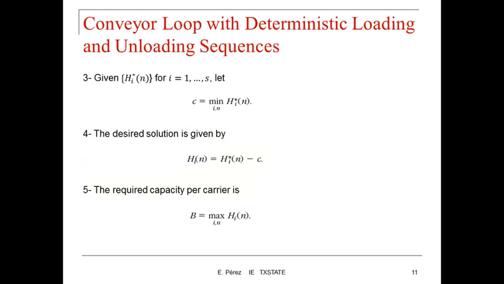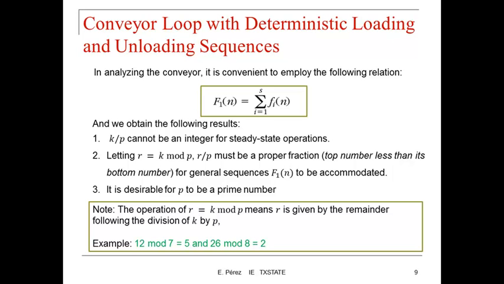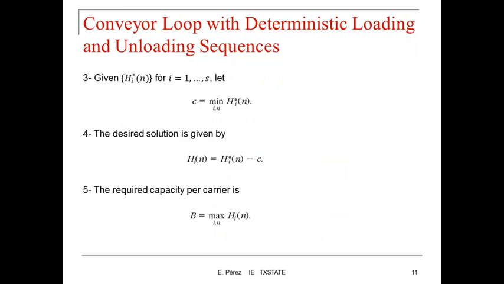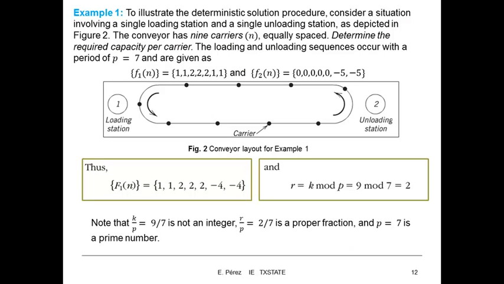Following the steps, the first thing we did was to find the value of f. So these are our f values. For each period, we're going to sum the value of f1 plus f2. So 1 plus 0 is 1, 1 plus 0 is 1, and so on, up till you get to this point, which is 1 plus minus 5 is minus 4. So those are the values for f.